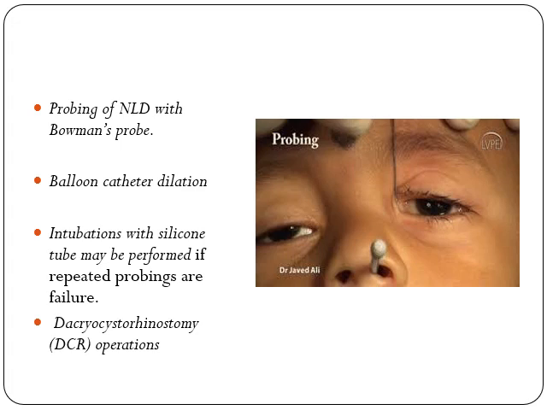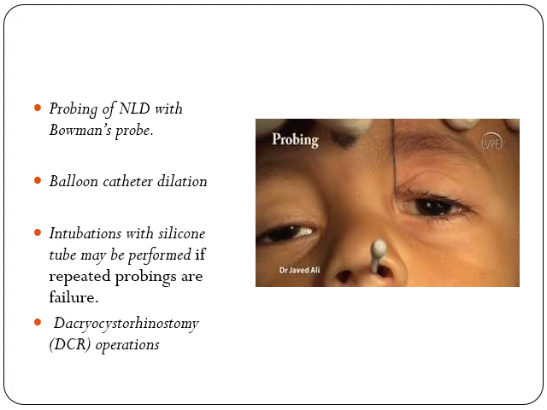Next is balloon catheter dilation with the help of a probe carrying an inflatable balloon. This is carried out in children where repeated probing is a failure, or directly in cases where obstruction is due to scarring or constriction rather than merely a distal membrane. Then next is intubation with silicone tube. This is performed if repeated probing and balloon catheter dilatation have failed, and silicone tubes should be kept in the nasolacrimal duct for about 6 months.